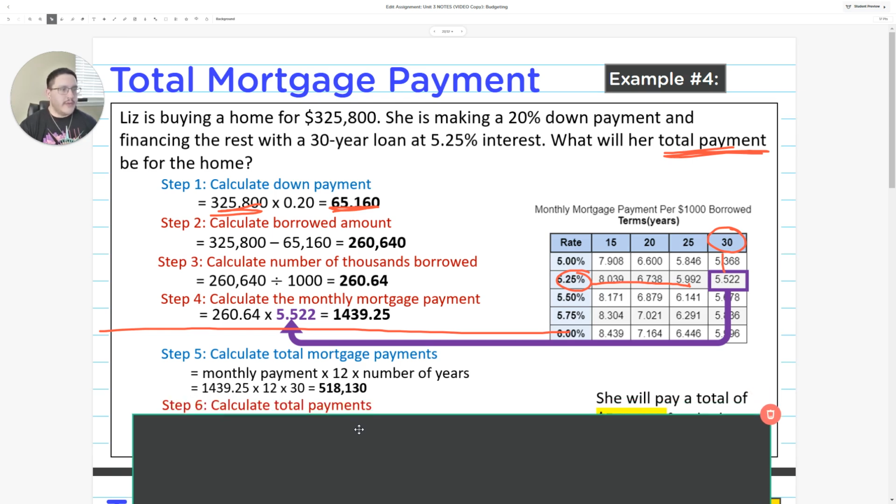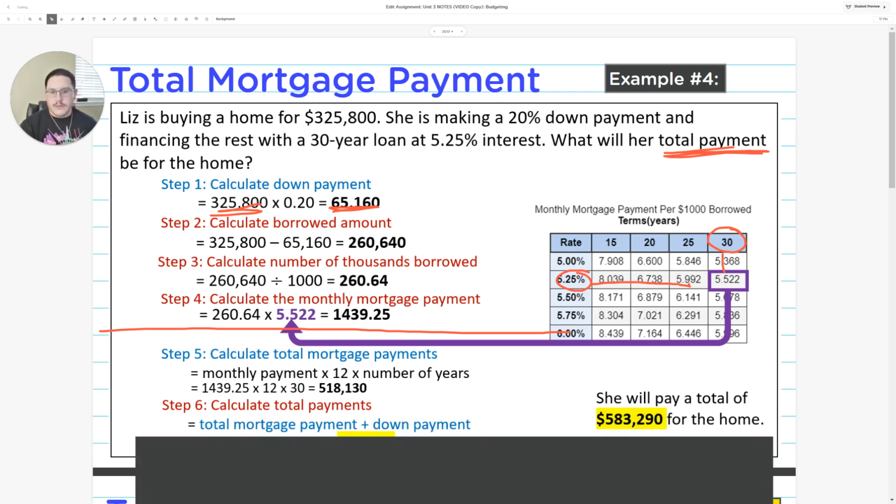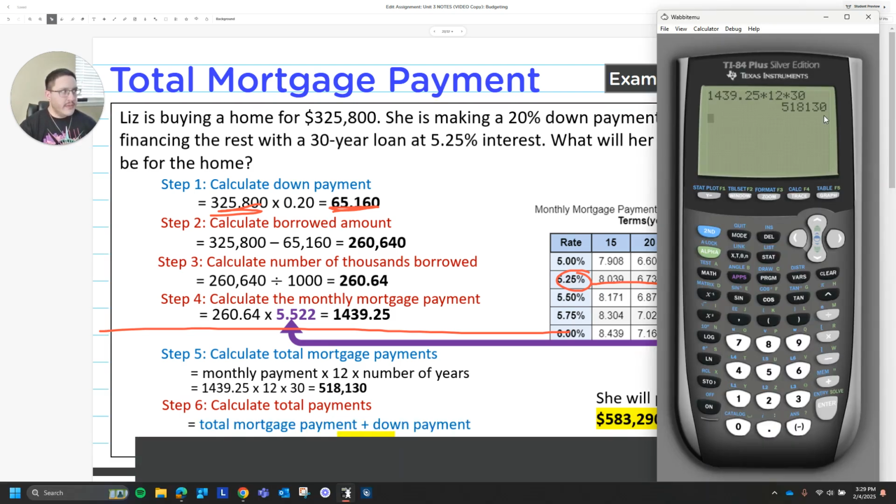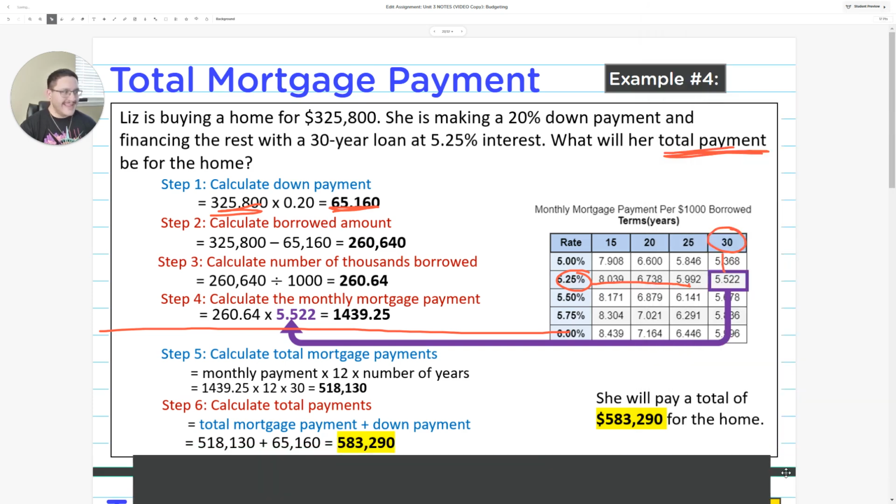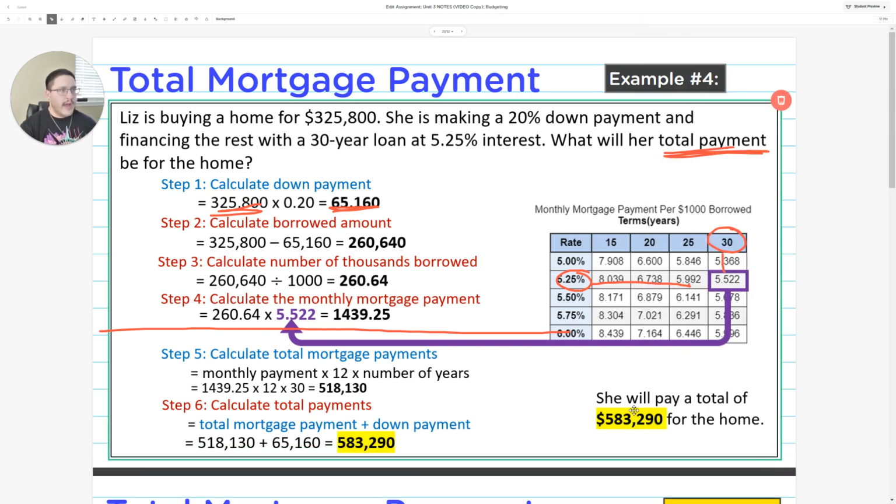Then the final part, to get the total payments for buying this house, we're going to add in the down payment. So now, take this mortgage payment, $518,130, and then add in the down payment, which was $65,160. And we get a total of $583,290. This is what Liz will have to pay for the total home.